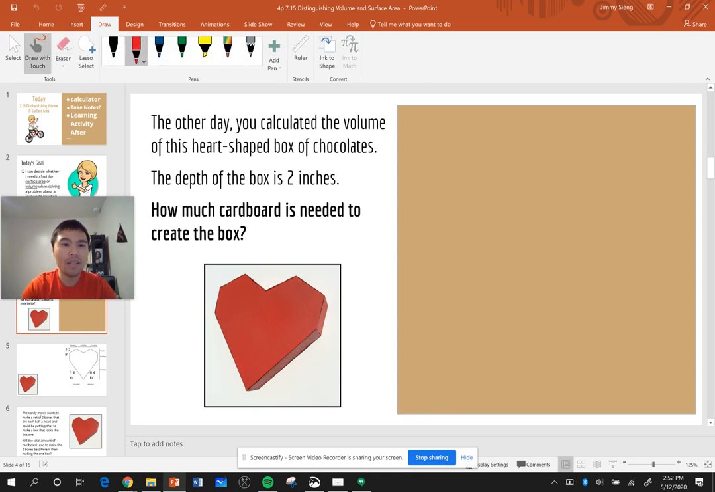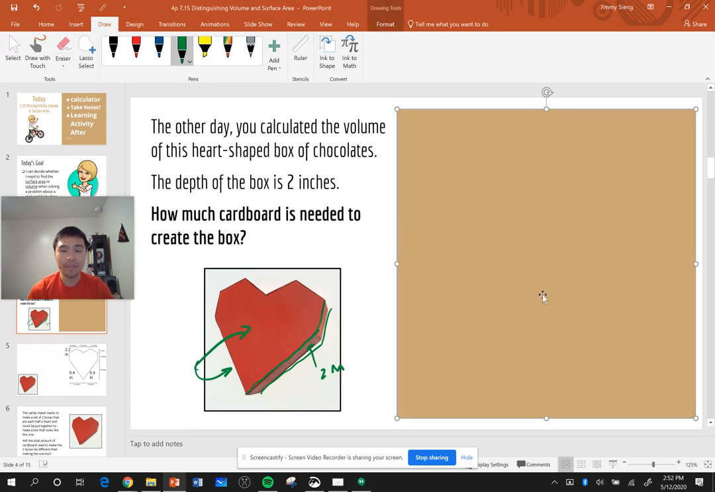But for our heart shape box, we're going to try and make it out of cardboard, but we need to understand that this side of it is going to be 2 inches. That's going to be the height of this box. Notice how this is a prism because we have the front and then the back. They're going to be the exact same shape of a heart, and we could use that to find our volume and surface area.